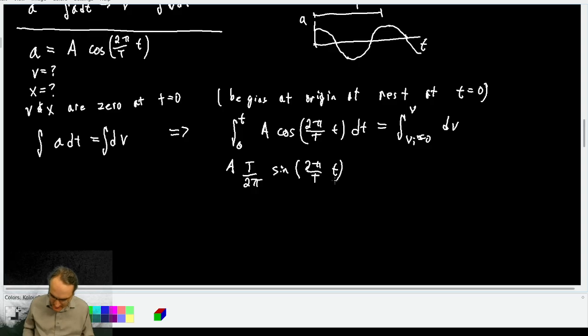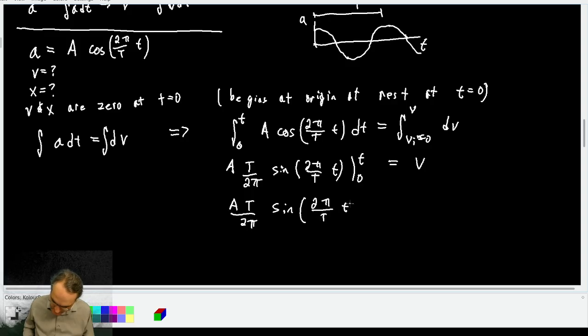We do have to think about what happens with our limits here. So I'm going to leave it like that for the moment. On the other side, we just get v. Let's complete this step. So what is sine of 0? It's 0, so the 0 term will go away. That is not always the case, so be careful. As a matter of fact, we'll get an example of that in the very next part.